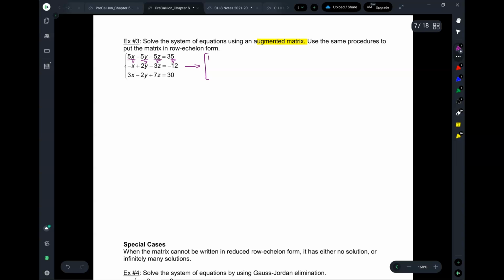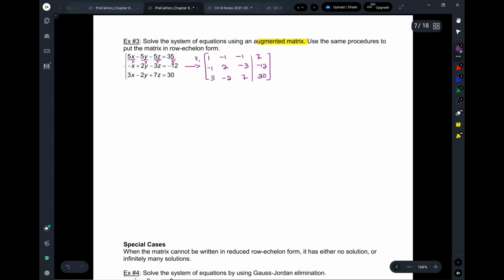So now I have 1, negative 1, negative 1, 7, negative 1, 2, negative 3, negative 12, 3, negative 2, 7, 30. Okay, and I put that vertical line. I don't do a dashed line because I feel it takes too long.